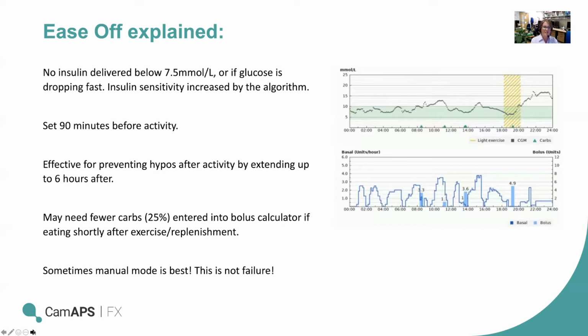But what's really nice here is you can use your planned ease off as well. So you can set your ease off to come on at a certain time, because you know that you'll probably forget 90 minutes before you go to the gym. You can kind of plan for that as well.